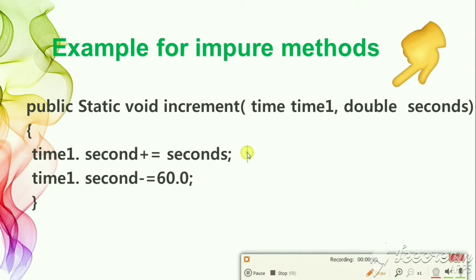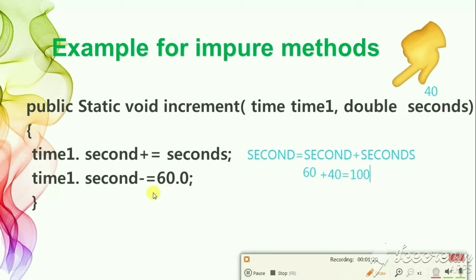It means second is equal to second plus seconds. For example, if second is 60 and I gave the seconds value here as 40, then 60 plus 40 is equal to 100. So the result of this first statement is 100.